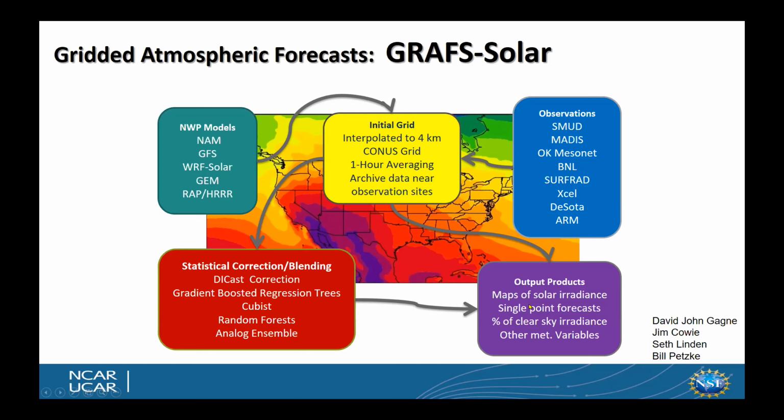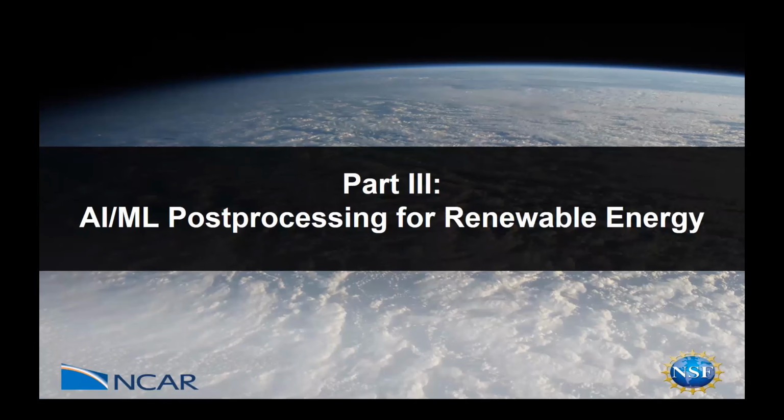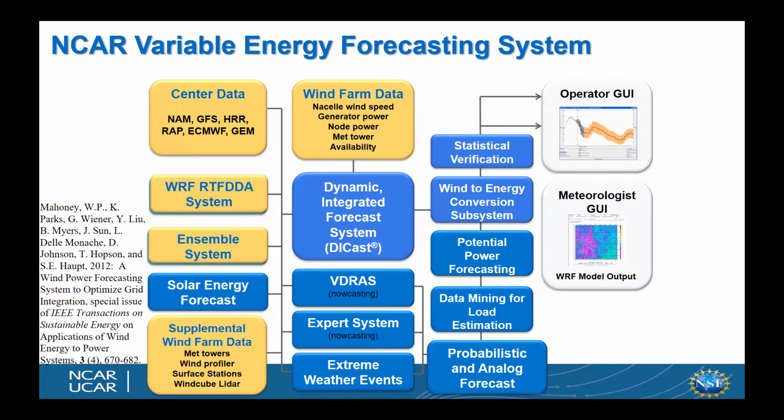Now, that allows us to output maps of the forecast variable. In that case, it was for solar irradiance. We could also take the single point forecast, the percent of clear sky irradiance, etc. This was very useful for predicting distributed solar. We're doing similar work like that now in some of our other projects. Okay, we introduced using machine learning for renewable energy. Let's get into a little bit more detail of how we do that and what folks care about.